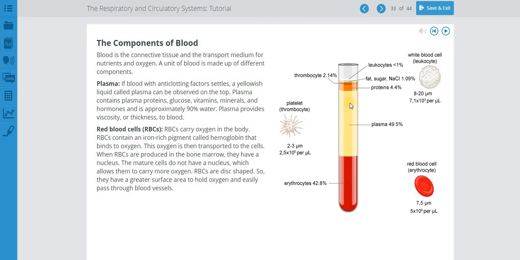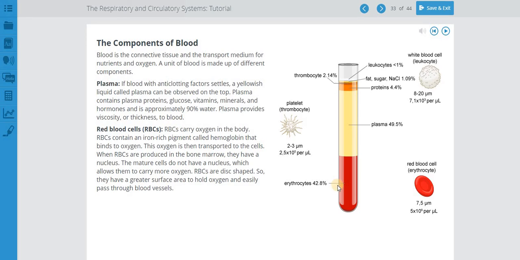But almost 50% of the volume of the blood is just plasma, and it has all kinds of stuff in it, but it's mostly the liquid that everything floats in. In your bloodstream, all this stuff is mixed up and moves around, but if we separate it, this is what we'll see. Inside of the plasma, there are things like proteins, glucose, vitamins, minerals, hormones. But most of what's in there is water. Of this 50% right here, 49.5%, half of that is water. So 25% of your blood is just water.